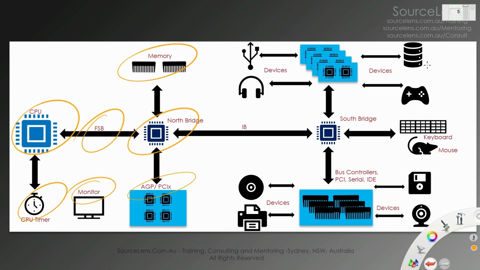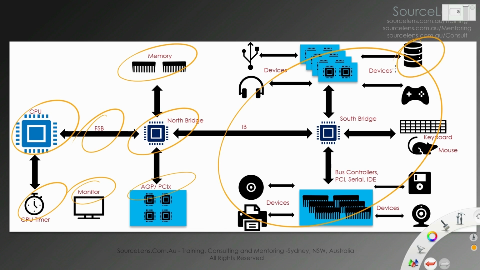Coming back to this area we are seeing right here, these are the other devices, which are connected to a different bridge or bus controller called South Bridge. They are slow devices. They are slower than memory. They are slower than the graphics card as well. When I say slow, I mean the data transfer between the device and the CPU is a smaller amount.